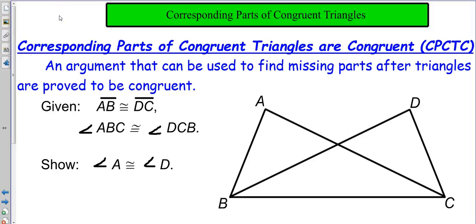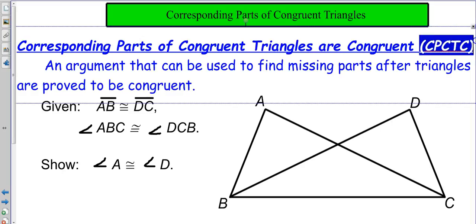Okay guys, in this video we really just want to talk about an extension of proving that triangles are congruent. And that extension is really just matching up corresponding parts after you've shown that two triangles are exactly the same. So the phrase is corresponding parts of congruent triangles are congruent, and this is the shortcut that we're going to use, CPCTC.